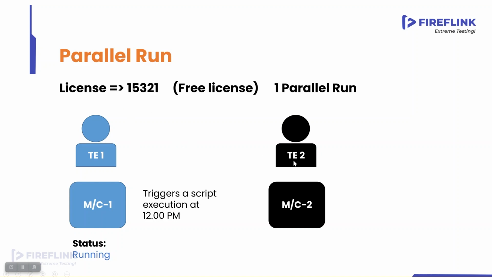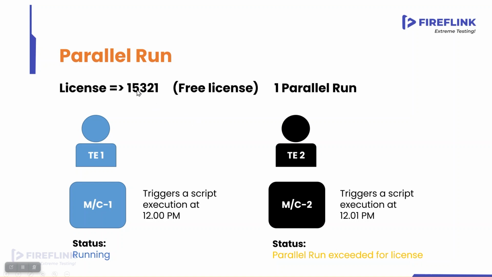And test engineer 2, who is also working under the same license, now if he triggers the execution in his machine under this license by 12:01 p.m., right, after 1 minute. So now the status of this particular execution which is already running is running, right? Now when he tries to trigger one more execution under the same license, what is the status he will be getting? He will be getting the status called parallel run exceeded for license.